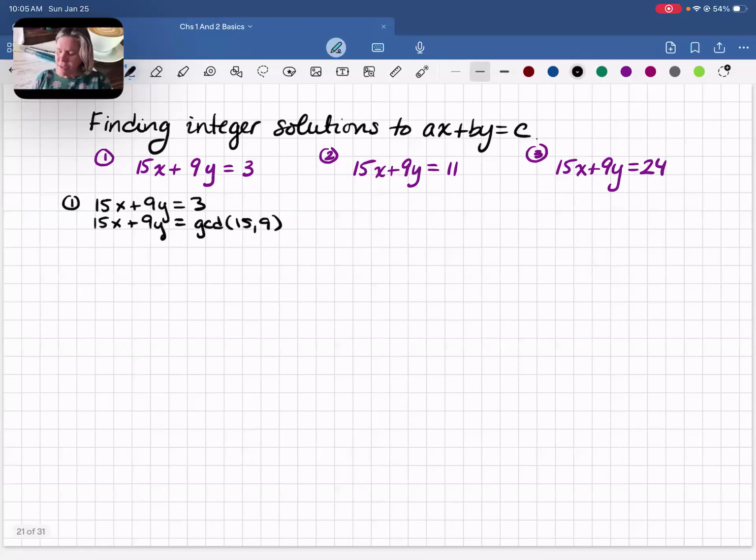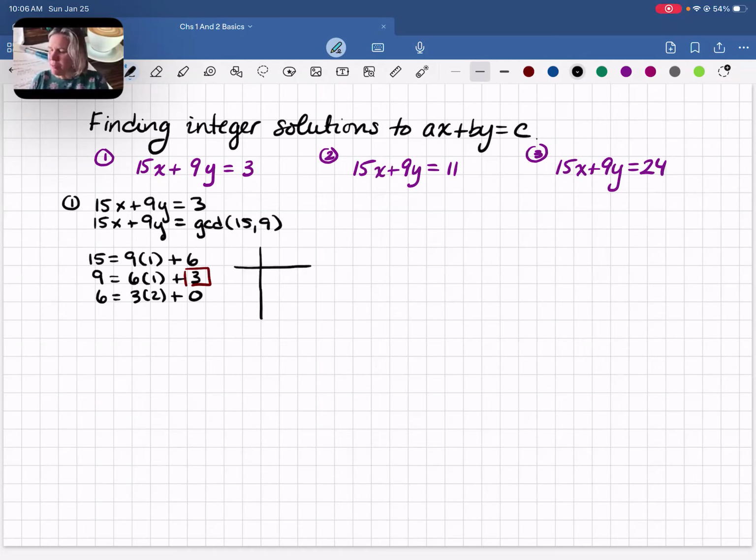All right. So for the extended Euclidean algorithm, you start by doing the standard Euclidean algorithm to find the GCD of 15 and 9. So 15 is 9 times 1 plus 6. 9 is 6 times 1 plus 3. And 6 is 3 times 2 plus 0. And so we see from that, as I said, the GCD of 15 and 9 is 3. Now I'm going to make a little table that allows me to find a solution to the equation 15x plus 9y equals 3. This is the extended Euclidean algorithm, one form of it anyway.